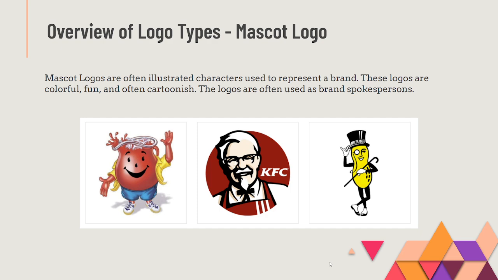Mascot logos are often illustrated characters used to represent a brand. These logos are colorful, fun, and often cartoonish. They are often used as brand spokespersons. Here we have the Kool-Aid Man, Colonel Sanders of KFC, and Mr. Peanut. All three are very recognizable because not only are they the mascots of the companies, but they have also become cultural icons. That's a lot of times what happens with mascot logos if they're extremely popular.